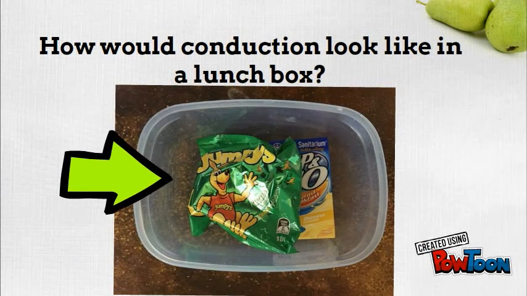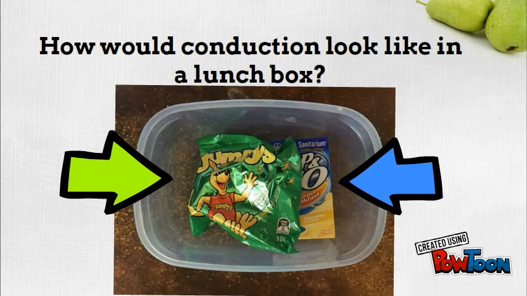How would conduction look in a lunchbox? Well, as the chip packet is touching the Up & Go, it will slowly warm up the Up & Go until both items are the same in temperature. This process is slowed down due to insulation, which we'll talk about later in the video.